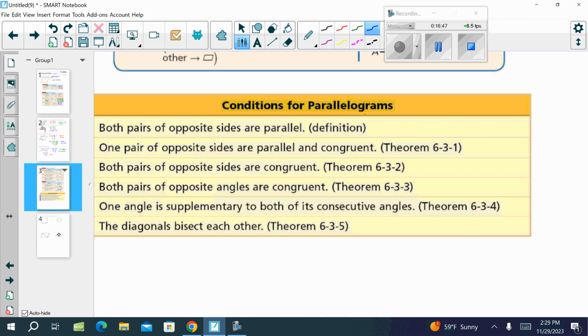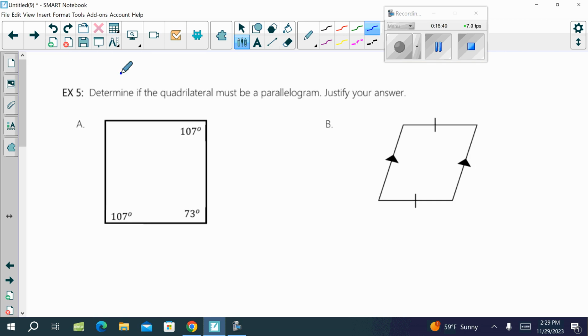All right. The whole point of knowing those 6 theorems, or not theorems, those 6 properties, is because this is what you're going to be tested on. You're going to be given figures. They may not look like parallelograms, and you're going to be asked to name it and justify your name. So you have to know the properties to be able to write down the justifications.